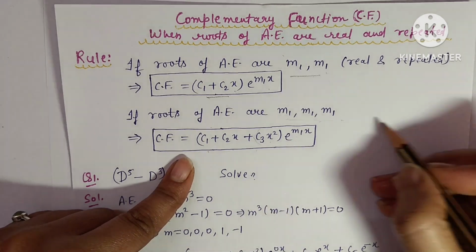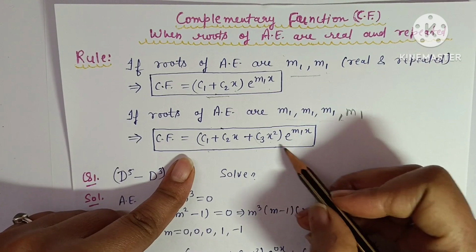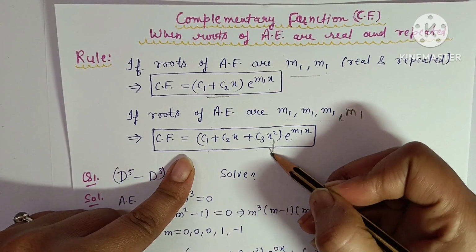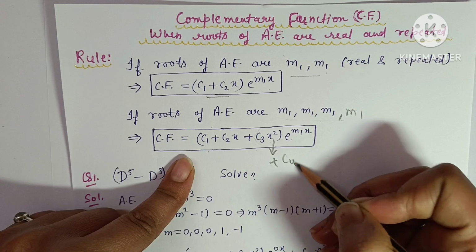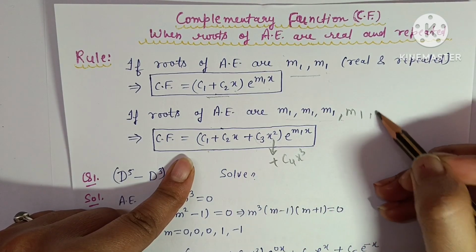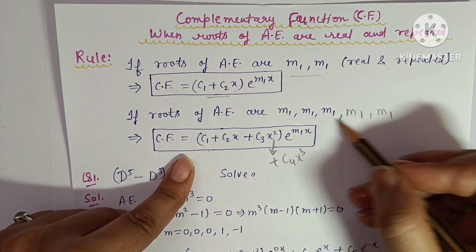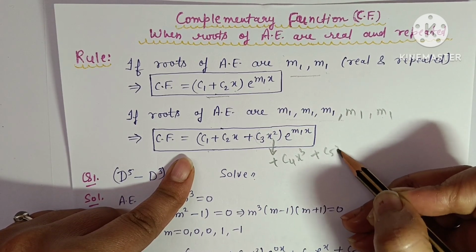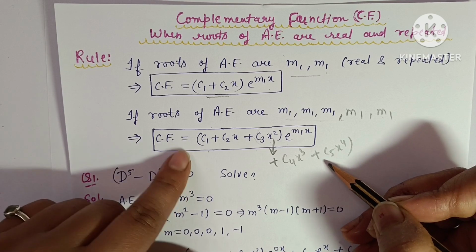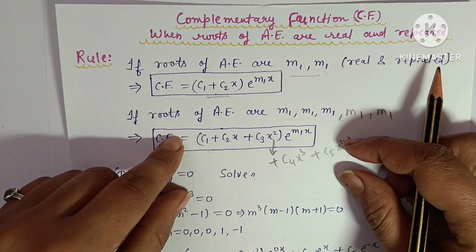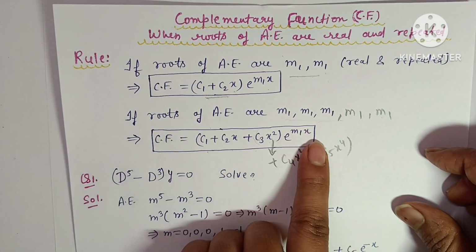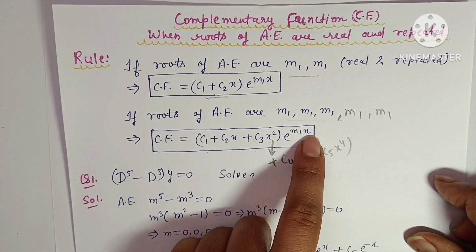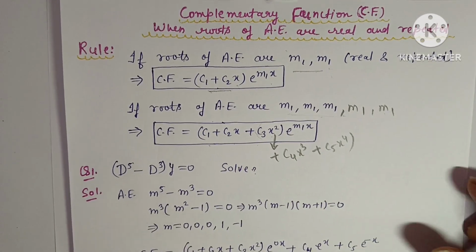But suppose you have one more m1 there, then one more term will be added here: plus C4x cube. If one more m1 is there, meaning you have 5 times repetition, then you will add one more term here, C5 x to the power 4. So in the bracket you will write terms like this, and outside, in the multiplication, you have e to the power m1x. Okay, so let's understand questions.